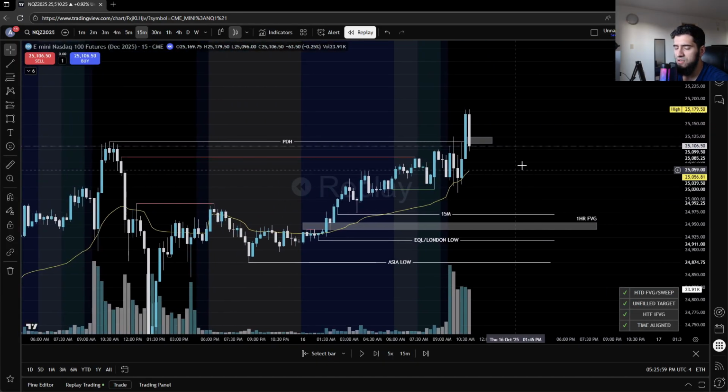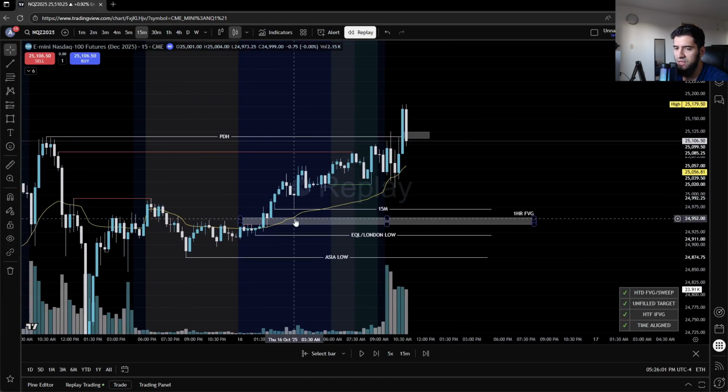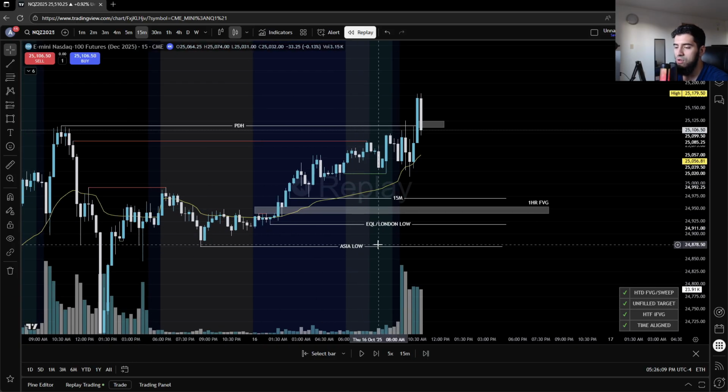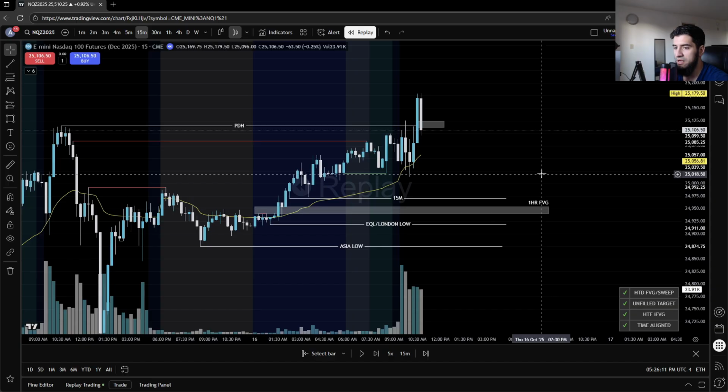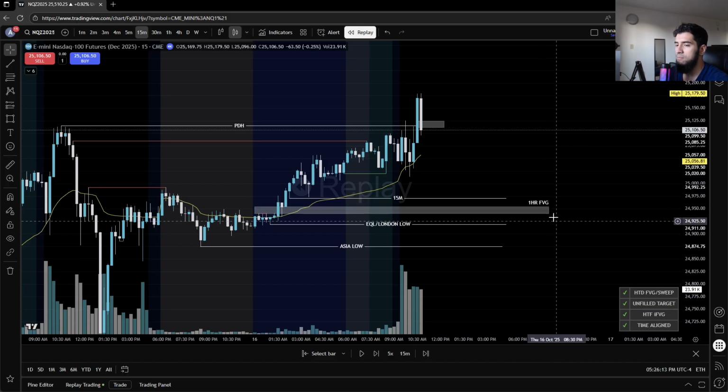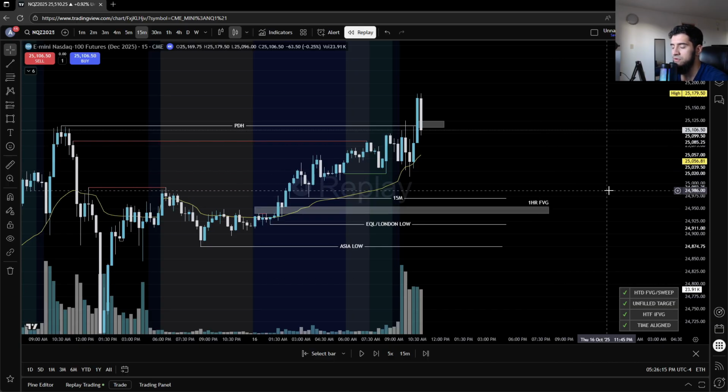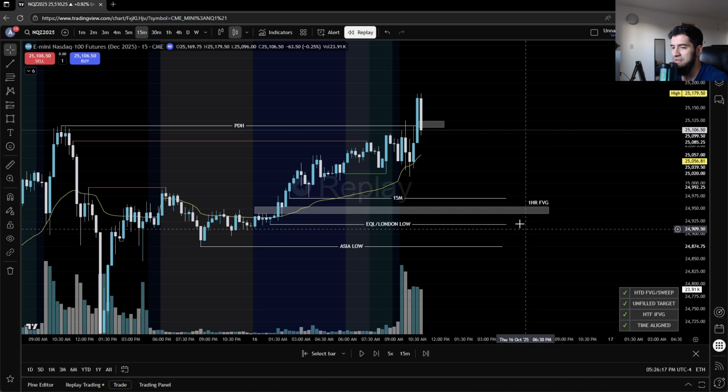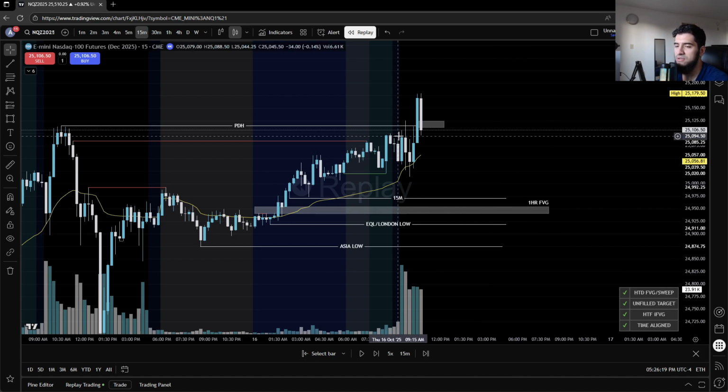Now if you come down, we have a 15-minute fair value gap over here. We have this 1 hour fair value gap over here. We have this equal low aligned with London low, and we have Asia low that are all unfilled, that aren't taken, right? So we have a lot of obvious draws on liquidity. My bias could potentially be bearish. We could potentially see all these targets get hit. So I want to see some bearish plays.